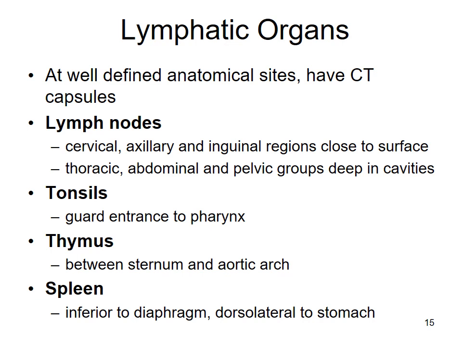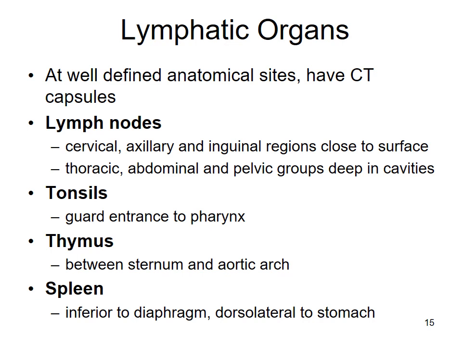Our highest level of organization will be our lymphatic organs. Now remember, for something to be an organ, that means it will have a connective tissue layer that will surround the outside, or the capsule. And what we see here on our slides are some of the lymphatic organs we'll be discussing, including our lymph nodes, our tonsils, our thymus, and our spleen.